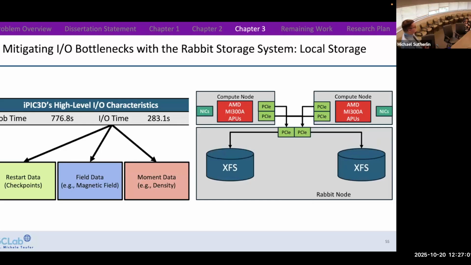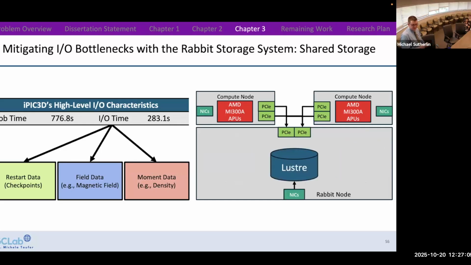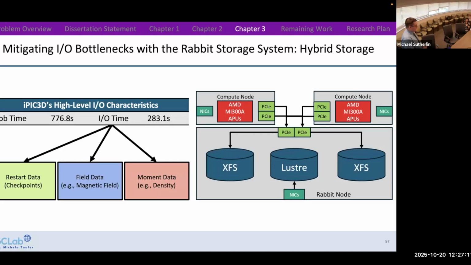Notably, users can configure Rabbits to represent node-local storage through XFS. Rabbits can also provide job-global Lustre storage that's shared across all the nodes. Or, most interestingly for this work, it can also do both simultaneously, a hybrid approach for providing both local storage and Lustre storage. So in this chapter, we aim to assess the ability of the Rabbit storage system to mitigate the I/O bottleneck of iPIC3D shown on the left.